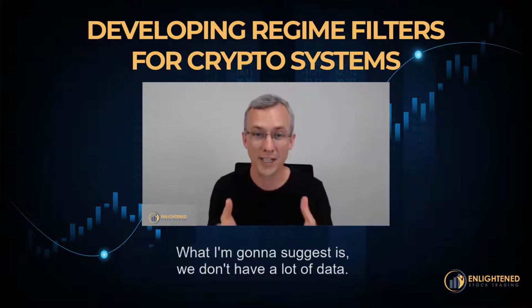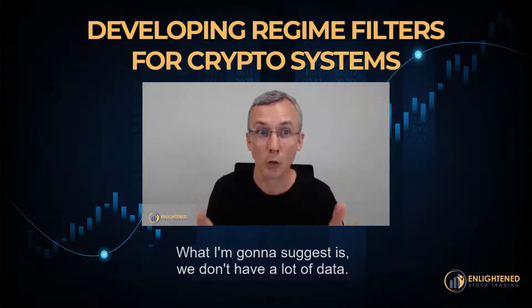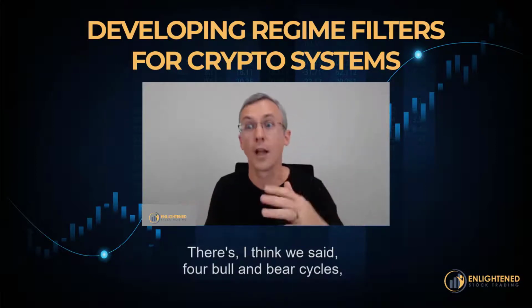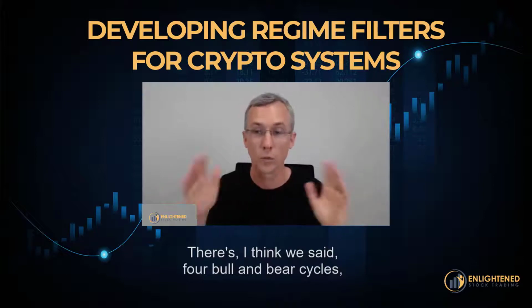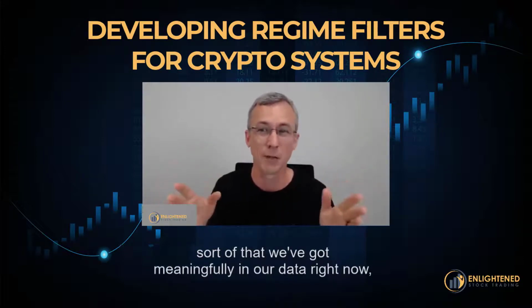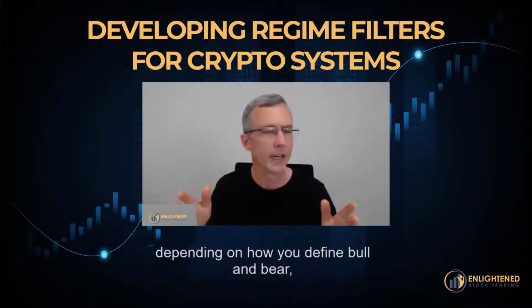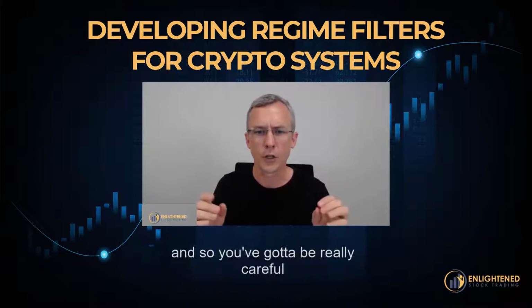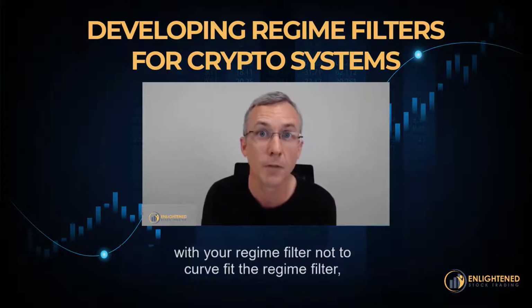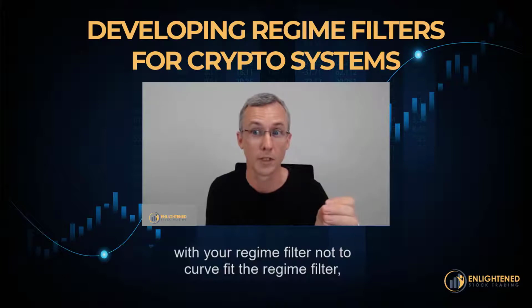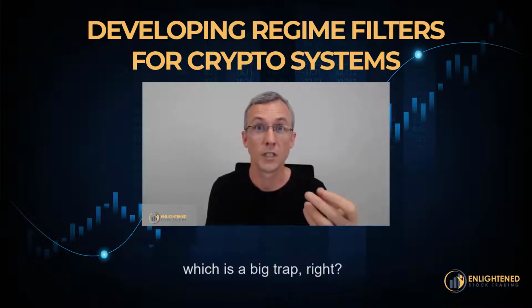What I'm going to suggest is we don't have a lot of data. I think we said we've got about 4 bull and bear cycles meaningfully in our data right now, something like that, depending on how you define bull and bear. And so you've got to be really careful with your regime filter not to curve fit it, which is a big trap, right?